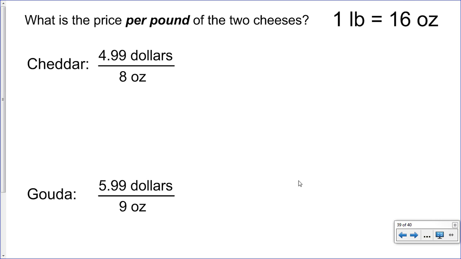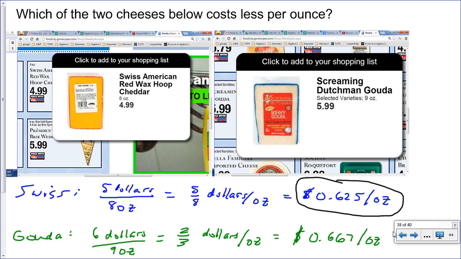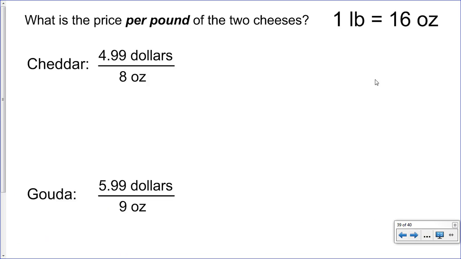Pat yourself on the back if you knew that. Shame on you if you didn't. No, not really that big of a deal. But now, in the previous example, we figured out how much 1 ounce of each of these costs. So we could just take these and multiply by 16 to find out how much 16 ounces, which would be 1 pound, would cost. But I'm going to show you a more direct route so you don't really have to figure out the unit price first.